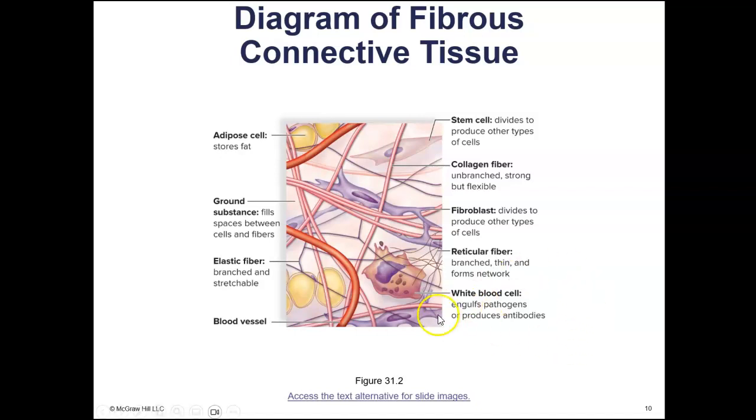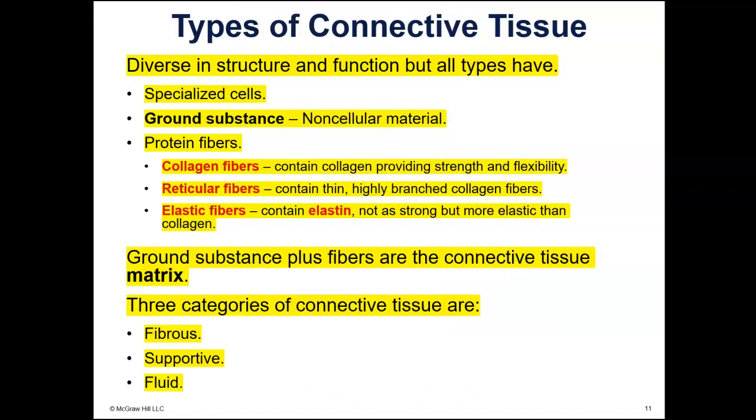All right, we also see a cell here called a white blood cell, which functions in defense, and then a stem cell that can divide and produce other cells. Then this loose connective tissue called areolar tissue also is filled with ground substance, and the ground substance is kind of syrupy, like maple syrup. So that's one type of connective tissue, but we're going to talk about different ones. All connective tissue has in common three things: specialized cells, ground substance, and protein fibers. So it may not have all of the specialized cells, and it may not have all the protein fibers.